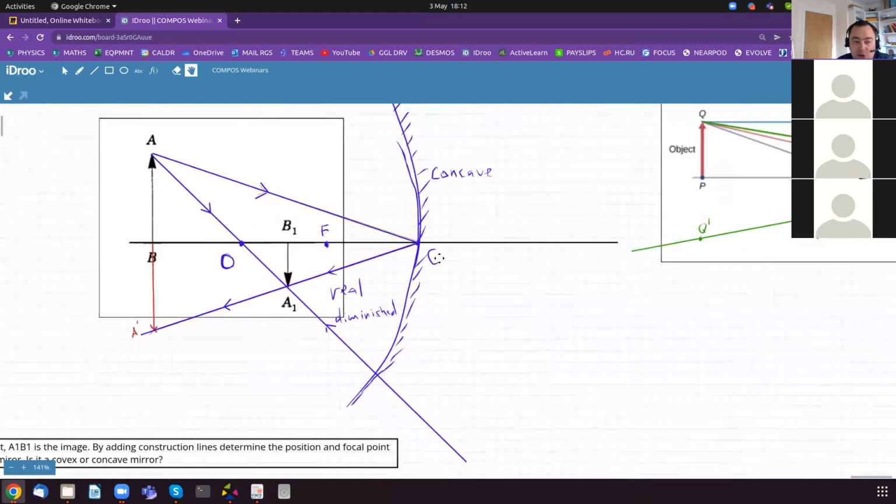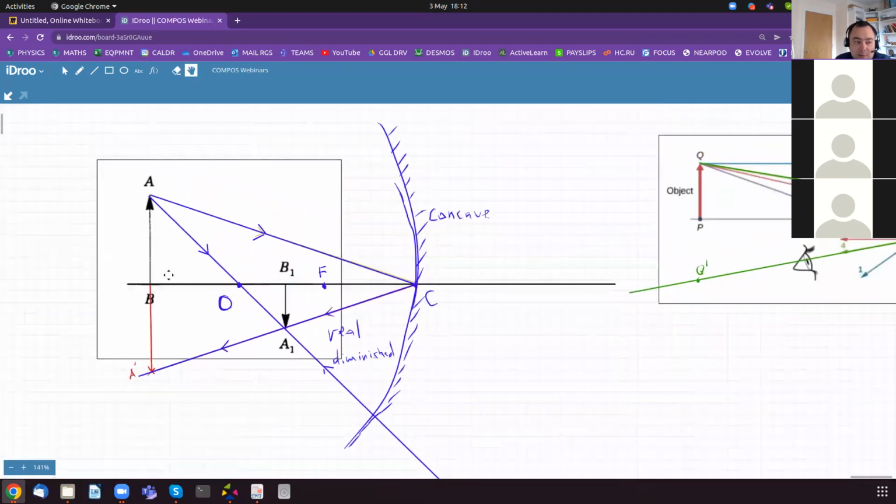Okay, so by construction, we have drawn the mirror by having only the object and the image. I think it's quite cool. From only having the object and the image, we've got a lot of information. It is a real image, it's a diminished image, the mirror is concave, we found the radius of the mirror, we found the focal distance, we found the position of the mirror, and of course the focal point.